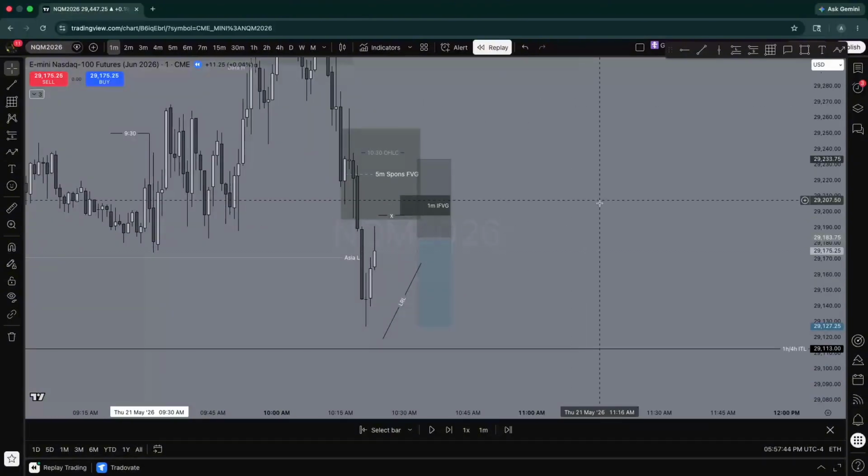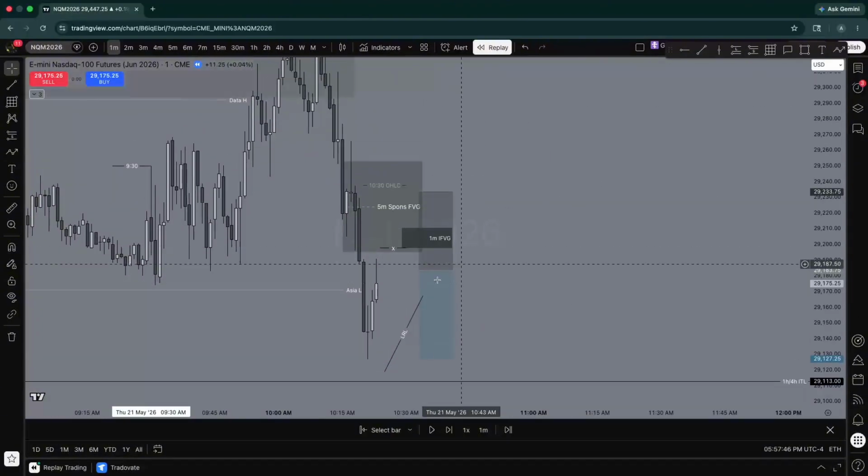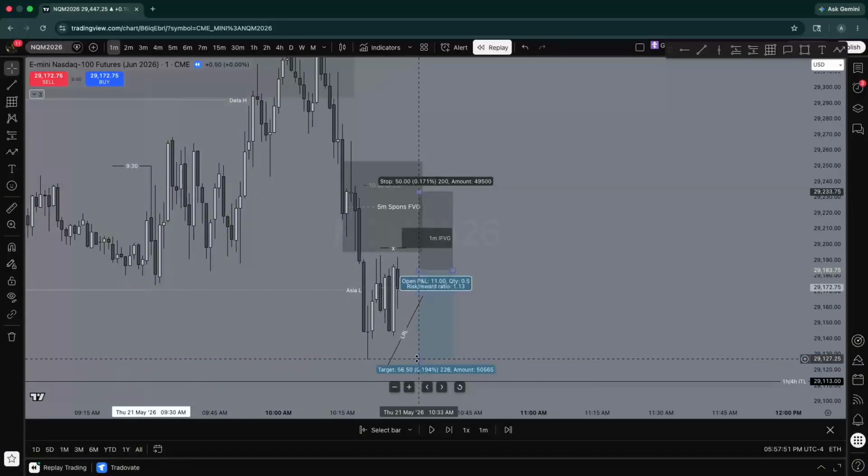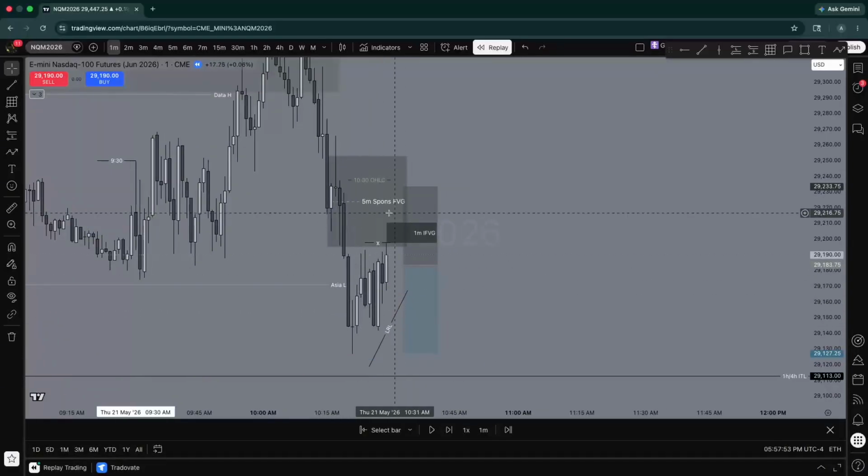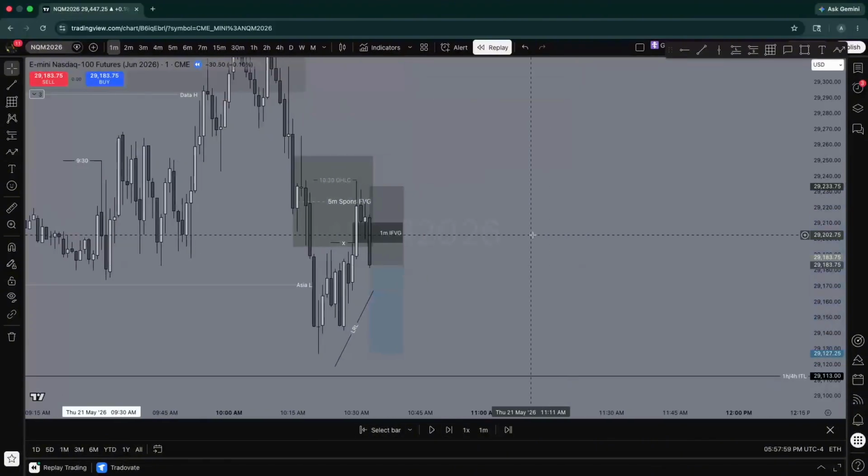So after we sweep out Asia low, the only other thing I can see now is that we have 10:30 opening high to then bring us to this intermediate low. And I see that we are now reaccumulating. We are building up LRL. And then we get my setup right here at 10:33.